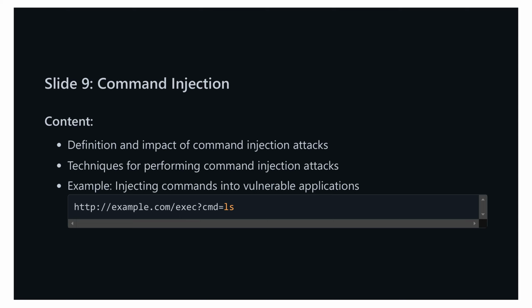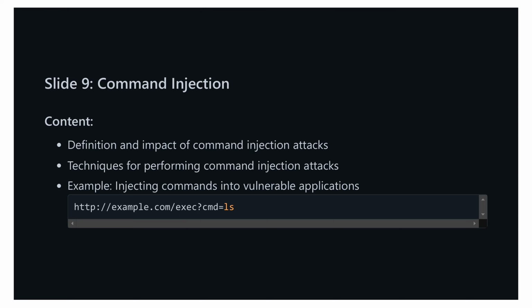There are several techniques for performing command injection attacks. Attackers typically look for web applications that pass user input directly to system commands. By carefully crafting input, they can inject additional commands to be executed. For example, an application accepting a parameter like exec to execute shell commands can be exploited by injecting additional commands like ls to list directory contents. As shown in the example, the URL with exec=ls would execute the ls command and potentially expose sensitive information.